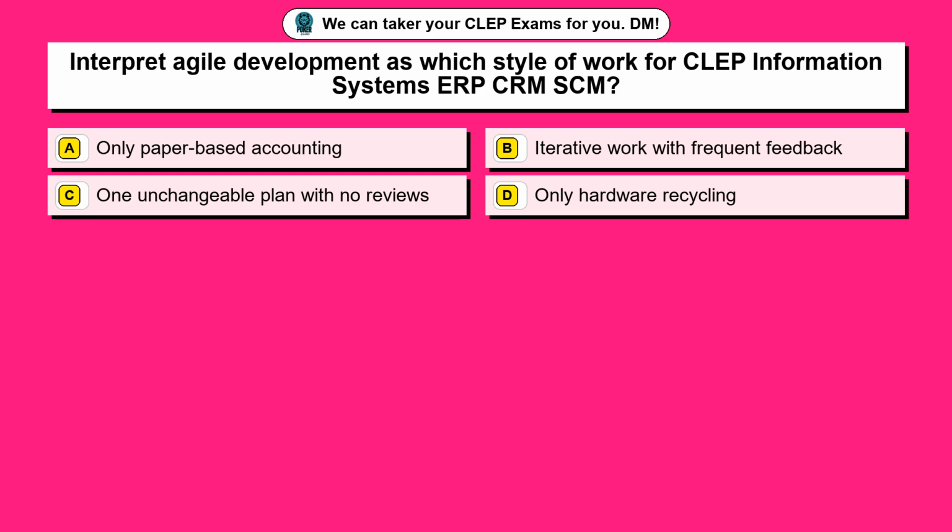Question 70. Interpret Agile development as which style of work for CLEP Information Systems ERP CRM SCM? Option A. Only paper-based accounting. Option B. Iterative work with frequent feedback. Option C. One unchangeable plan with no reviews. Option D. Only hardware recycling. The correct answer is option B.